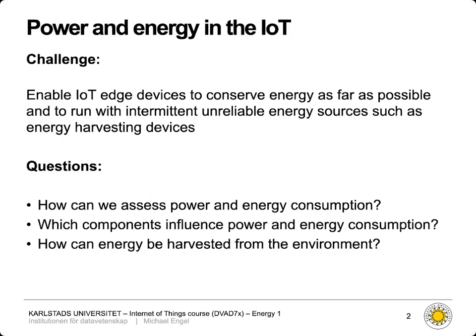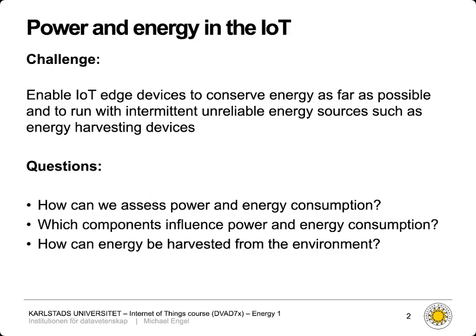So, power and energy play a very important role in the Internet of Things. And the challenge is to enable IoT edge devices, so all these small devices that are running somewhere out there, running sensors, running actuators, collecting data, whatever you can imagine, and of course, collaborating on wireless networks. We want to enable them to conserve energy as far as possible so that we can run them as long as possible with a depletable energy source that is just finite instead of a more or less seemingly infinite energy source, like being connected to a wall outlet.